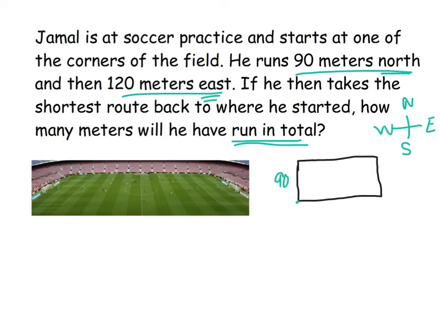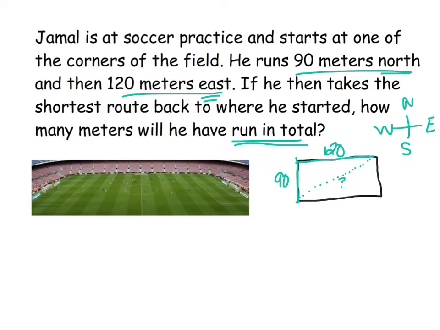He's going to start at this corner and he goes north. Then he goes 120 meters east to the other corner. He then takes the shortest route back. So the shortest route would be this diagonal, to go right from where he is to run straight from corner to corner diagonally.